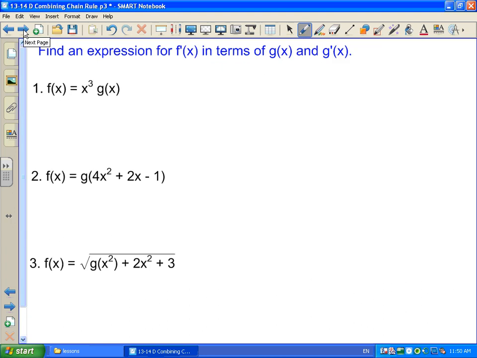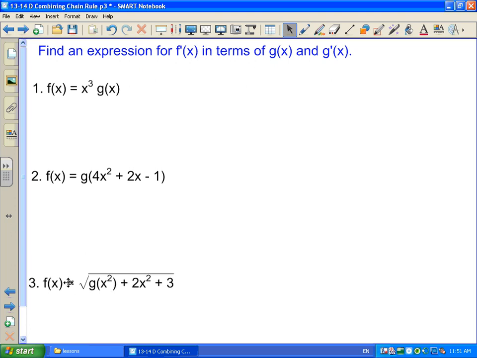Here's a slightly different kind of question, and it's a little bit more abstract. We're given a function, f at x, in terms of x, and we've got some other function thrown in there, g at x. And we want to find an expression for f prime at x that is going to use g at x and g prime at x. So really what we're asked to do here is work with those derivative rules in cases where we don't really know what the function is. So just kind of work with the definitions a little bit.